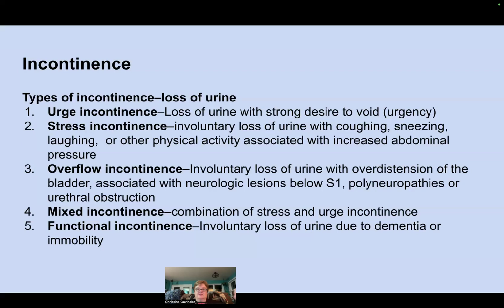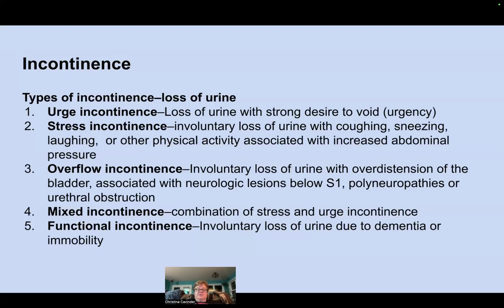Stress incontinence is an involuntary loss when you do something that causes pressure in your abdomen. So, coughing, sneezing, laughing, or other physical activity, you are pushing pressure onto the bladder and it releases the urine. These are typically due to poor pelvic floor strength. So we're going to talk about that in a second.